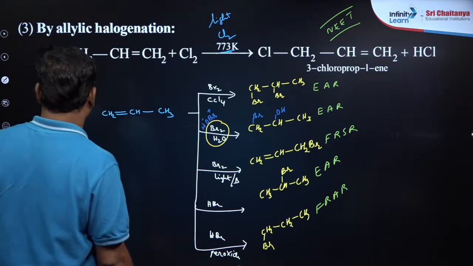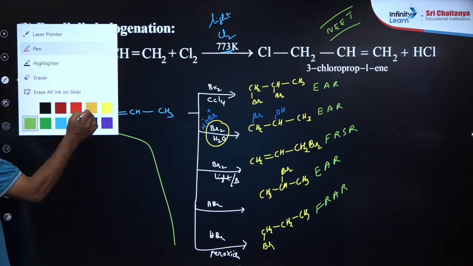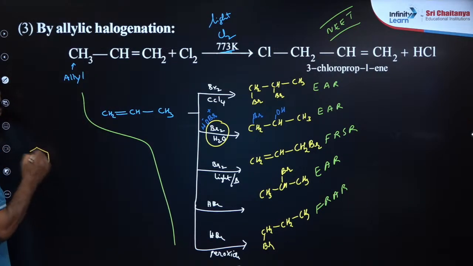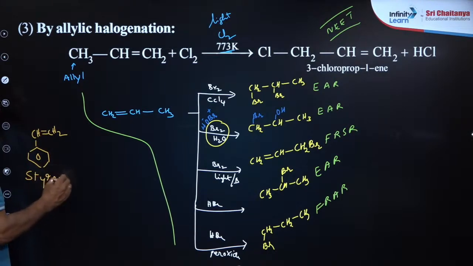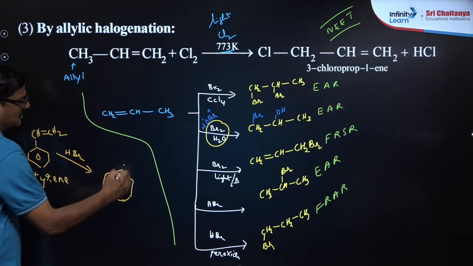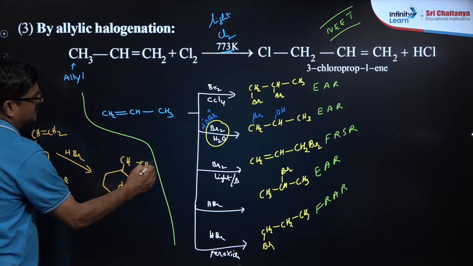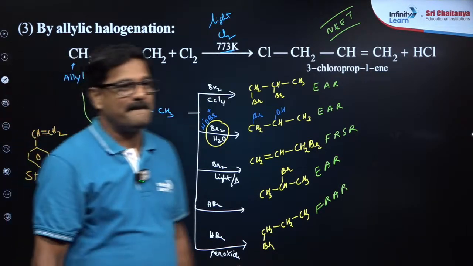I just want to discuss this. What you call a styrene, CH double bond CH2, this is called styrene. If you add HBr, what will you get? CH3 and Br. Understood?